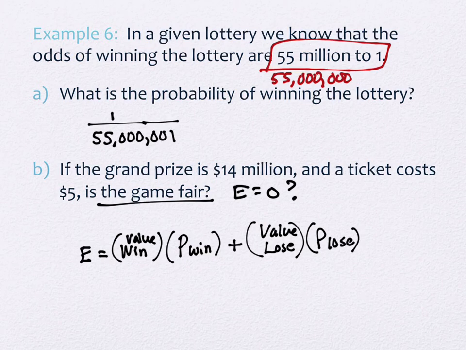Okay, does that make sense? Those are the only possibilities. Now, not every game is a win-loss. You're going to encounter some where you win a little bit in certain scenarios and you lose a little bit in other scenarios. So you could have more than two outcomes here, right?